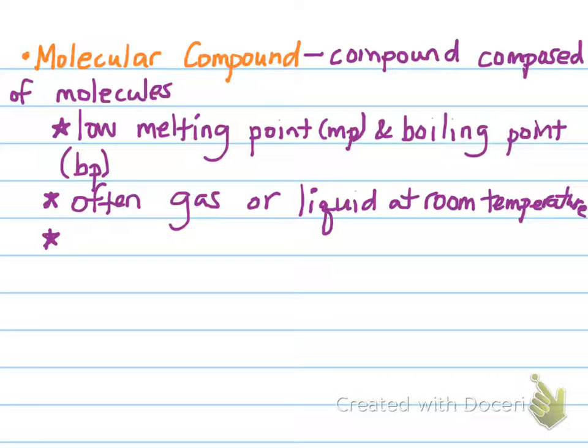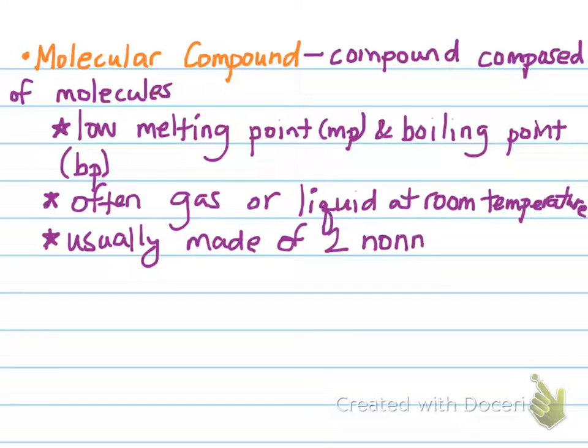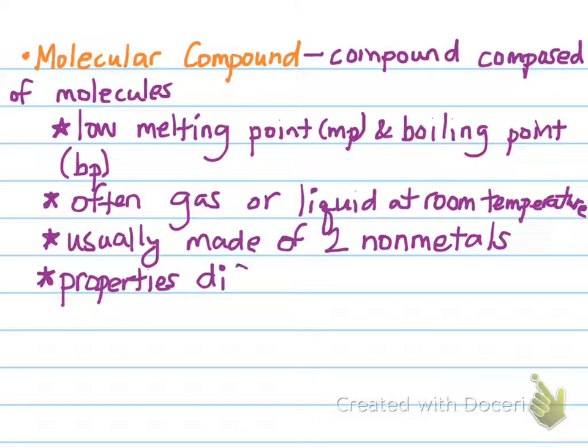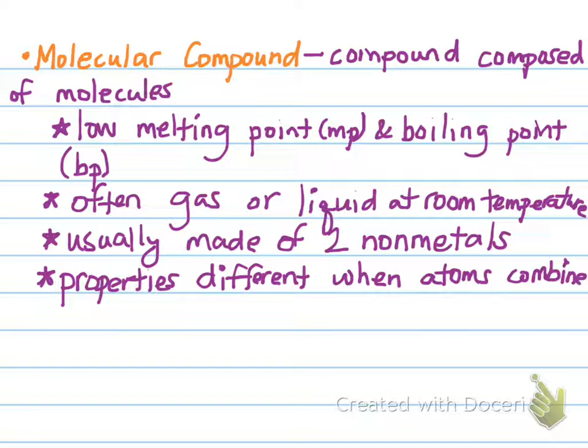For us, molecular compounds are going to be usually made of 2 nonmetals. That's how you are going to know that a substance is a molecular compound, is you're going to look for it to be made of 2 nonmetals. And know that in molecular compounds, the properties are different when the atoms combine in different ratios.